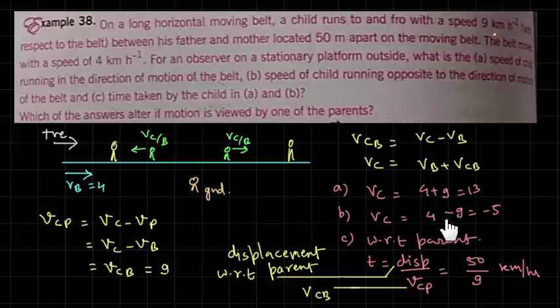But here the child is faster, so eventually even though the belt is moving to the right, for the observer the child is running to the left. Just opposite to the case of the monkey, where the eventual velocity of the monkey was also in the direction of the train. Here the belt is quite slow, so the eventual velocity of the child is actually opposite to the direction of the belt.